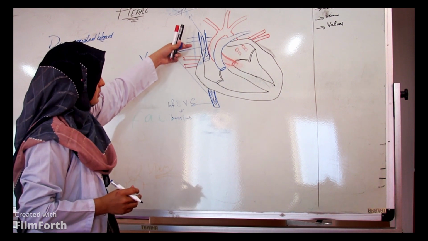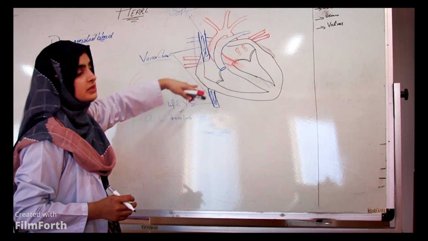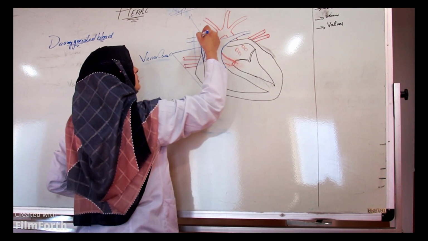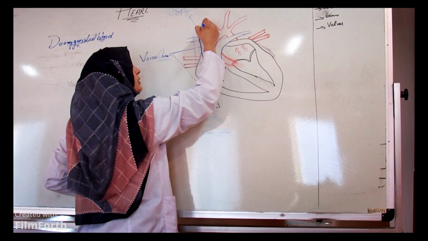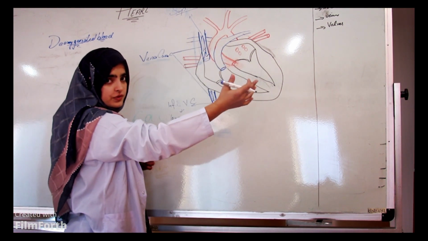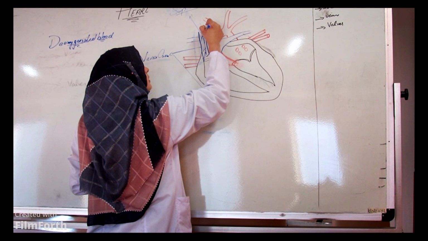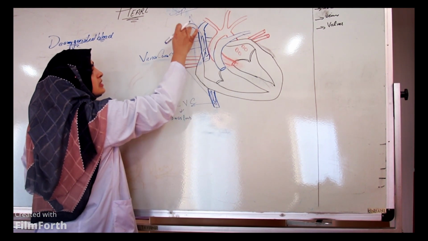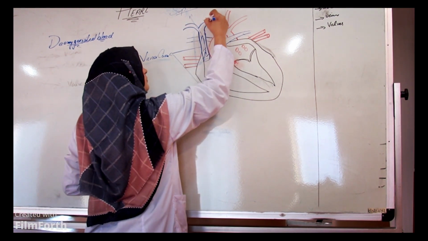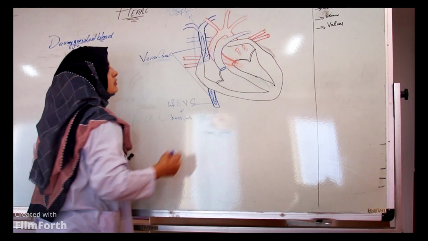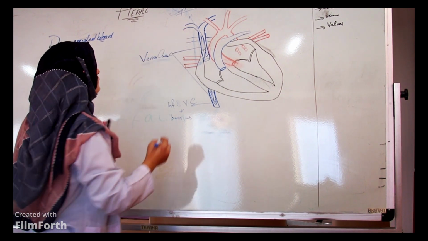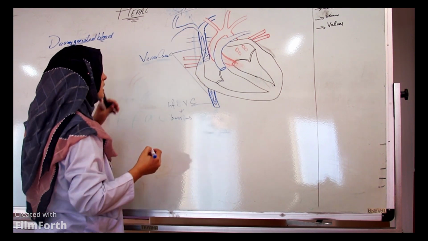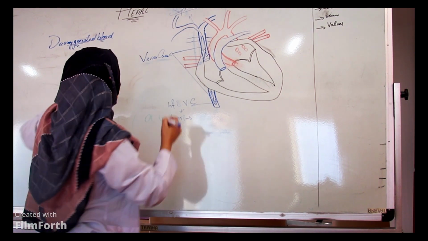Further, the superior vena cava and the inferior vena cava also have branches. First of all, we will discuss the superior vena cava and its branches. Superior vena cava has branches that come from the brachiocephalic veins, the right brachiocephalic vein and the left brachiocephalic vein. I should draw like this. The right and left brachiocephalic veins come from the junction of the internal jugular vein and the subclavian vein.